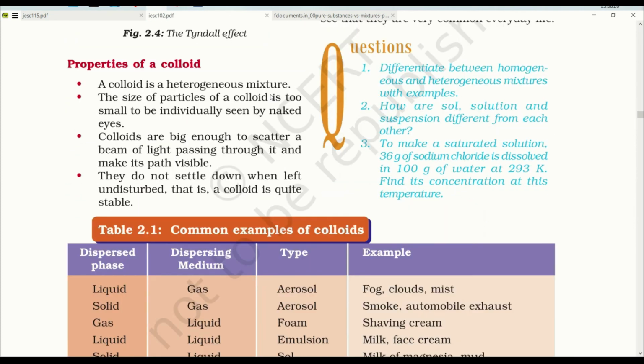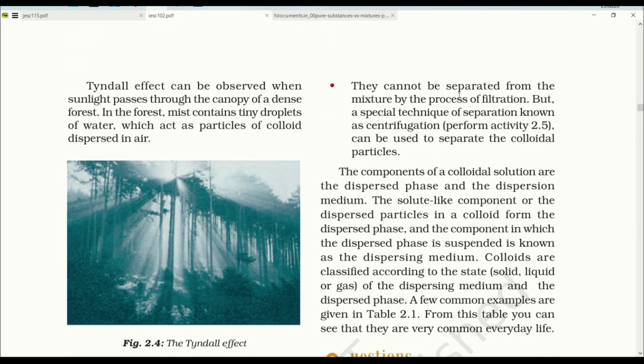Now let's see the properties of a colloid. A colloid is a heterogeneous mixture. It looks like a homogeneous mixture, but it is heterogeneous. The size of the particles of a colloid is too small to be individually seen by the naked eye. Colloids are big enough to scatter a beam of light passing through them and make its path visible. They do not settle down when left undisturbed, that is, a colloid is quite stable. They cannot be separated from the mixture by simple filtration. A special technique known as centrifugation can be used to separate the colloidal particles.